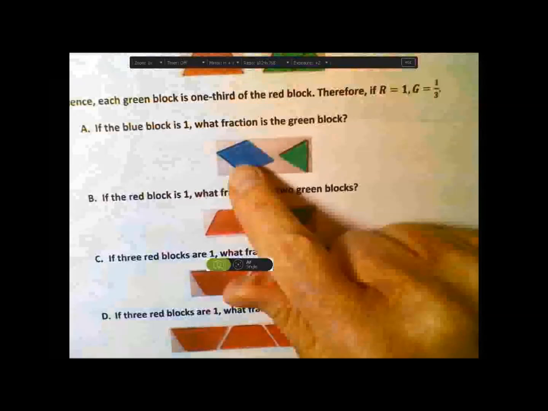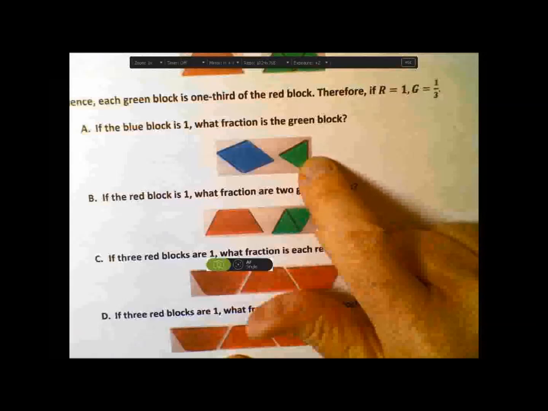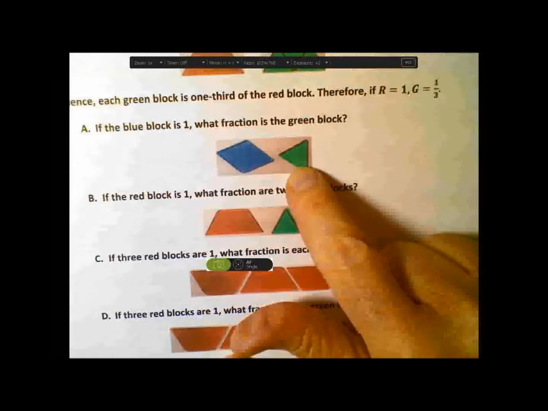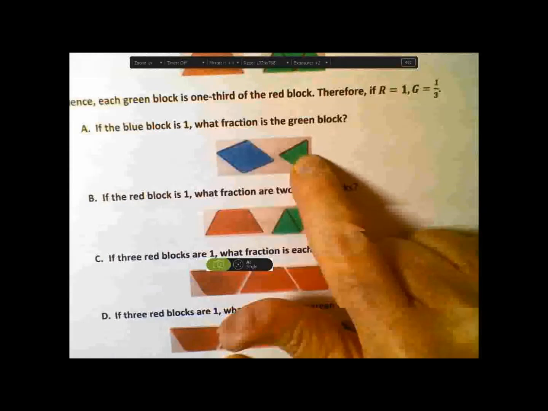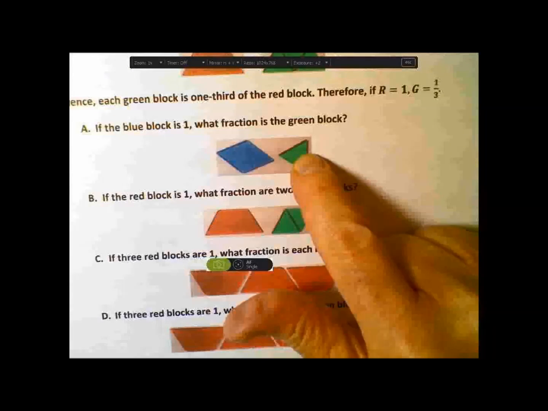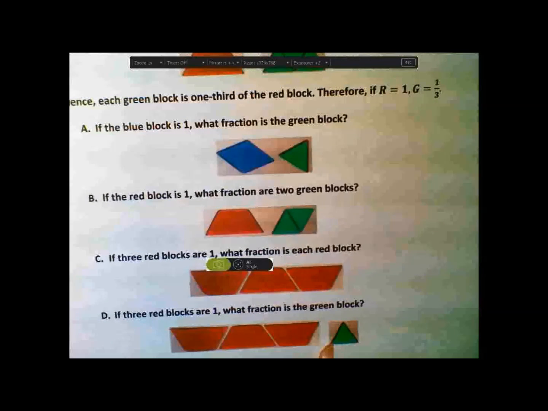If the blue block is 1, what's the green block? Everybody? The blue block is 1. This is a whole. How much is this? Okay, that's exactly right. Blake, would you point in and say 1/2? 1/2. Okay, let me jump down to over here.